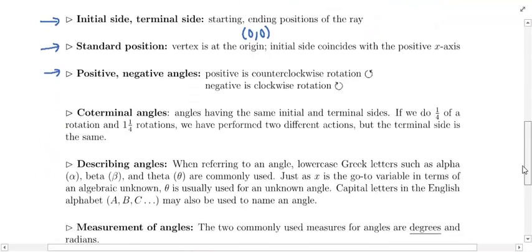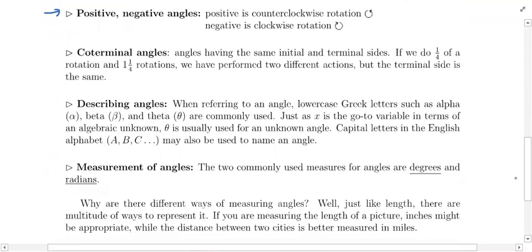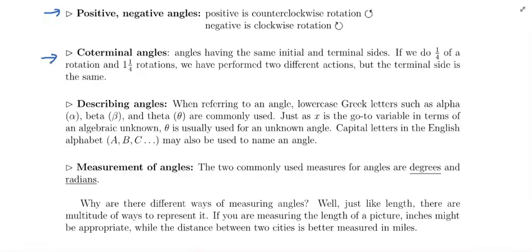All right, a couple more terms. If we jump down here, let's talk about coterminal angles. Coterminal angles are angles having the same initial and terminal sides. They are different angles, because there's going to be a different amount of rotation in each, but they're going to have the same initial and terminal side. So they'll have the same starting point and the same ending point.